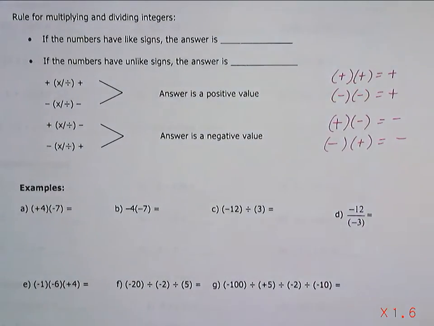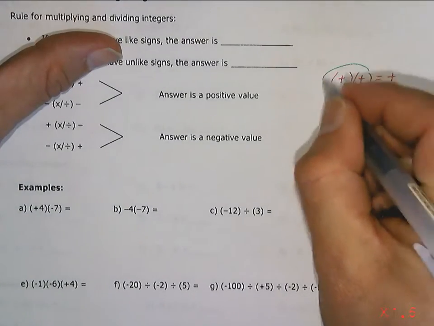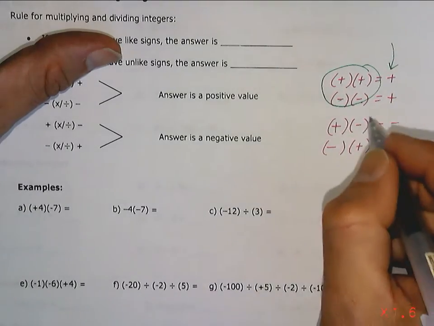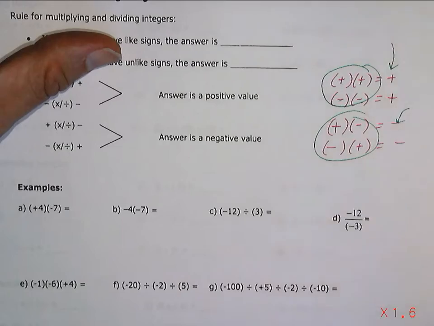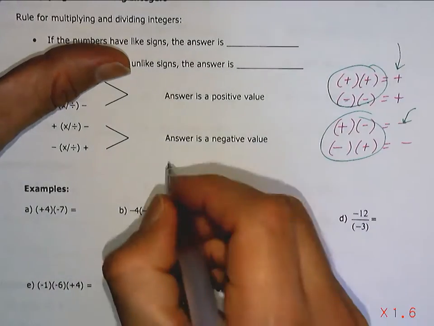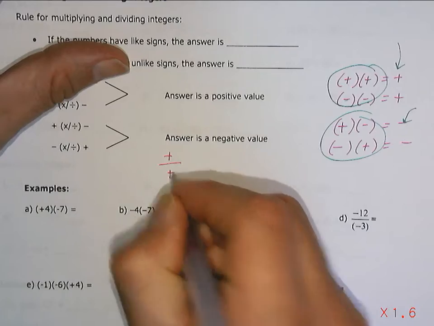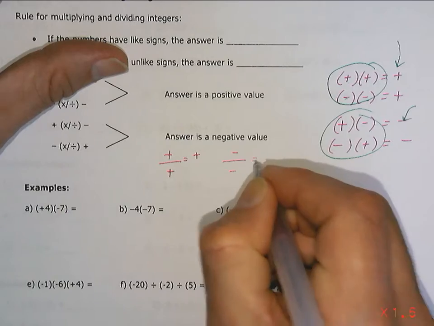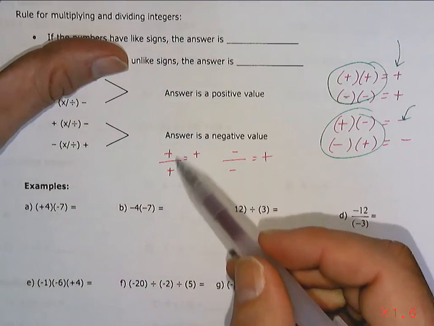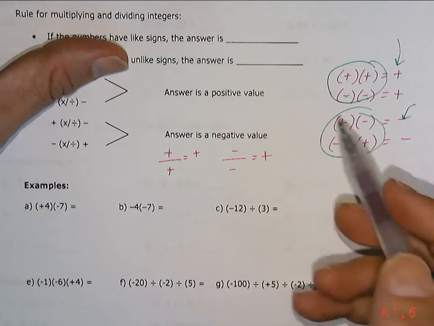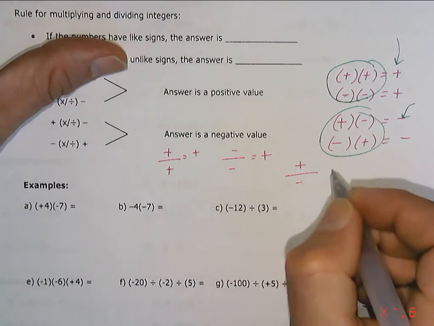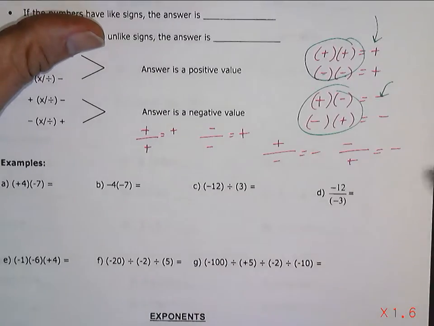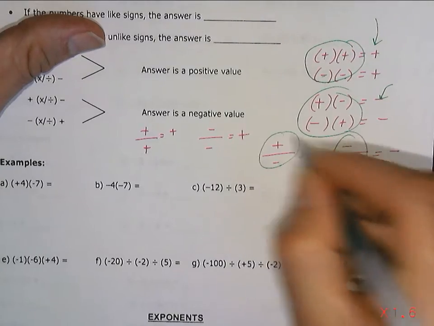Some people like to clarify this or think about this as if the signs are the same, they give you a positive answer. And if the signs are different, they give you a negative answer. For division, it looks like this. A positive divided by a positive is a positive. A negative divided by a negative is a positive. So it's that same idea. If the signs are the same, you get a positive result. If you have a positive divided by a negative, it's negative. And if you have a negative divided by a positive, it's negative. So again, it's that idea that if they're different, then it's going to be negative.